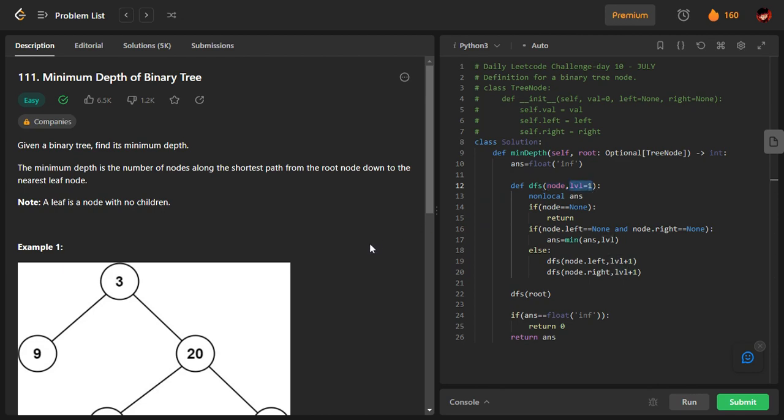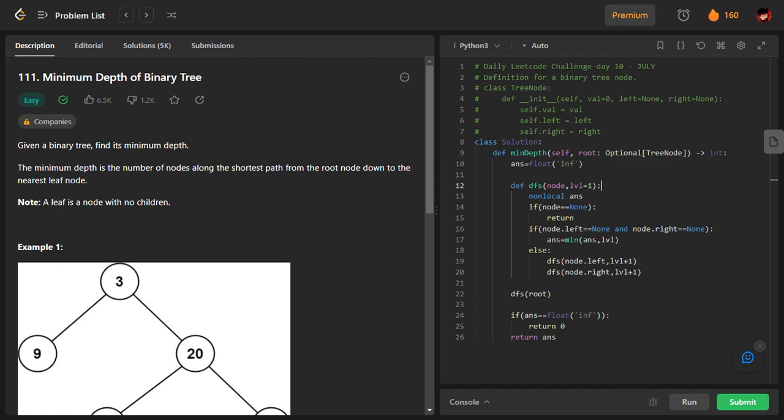What is level basically? In this particular case, level refers to how many nodes we have witnessed till now. So when we talk of the root, if I don't pass any value, it will take 1. That's what the idea is. Level basically refers to how many nodes we have witnessed in the current path. This will be my answer when I reach the leaf node.